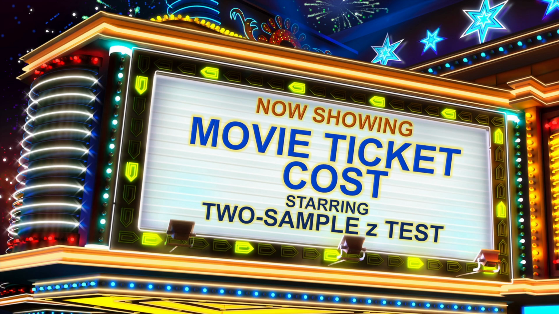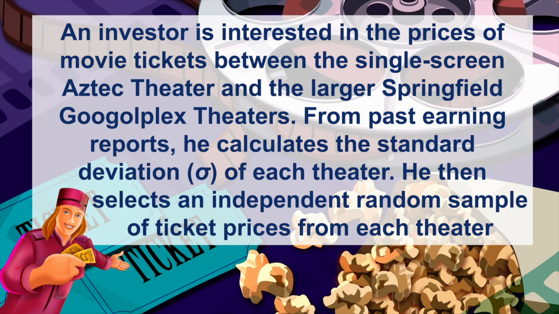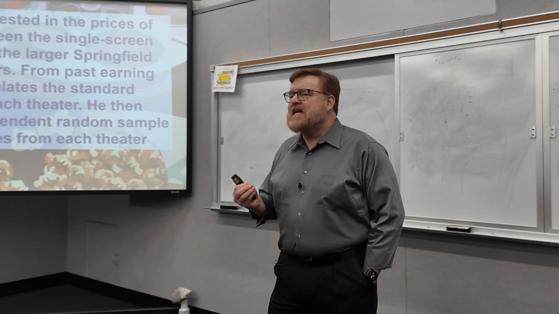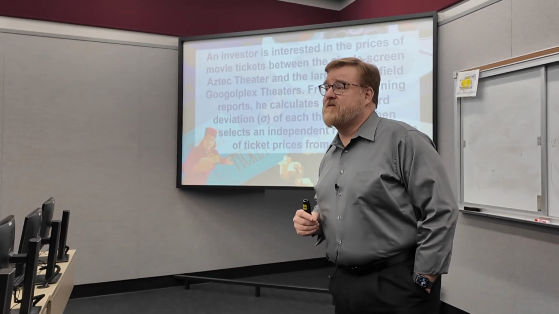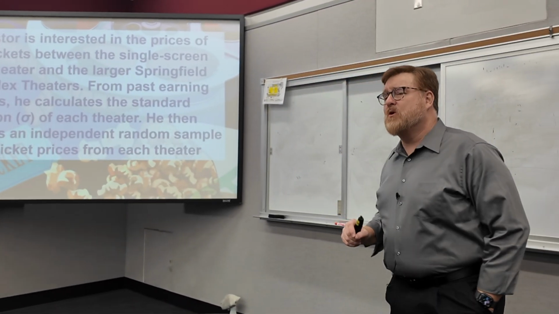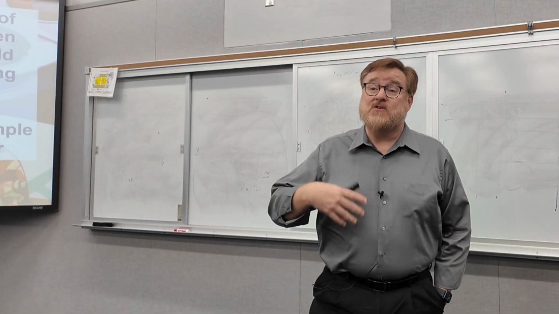And for this z-test, we're going to learn about movie ticket costs between two different movie theaters. And here is our setup. An investor is interested in the prices of movie tickets between the single-screen Aztec Theater and the larger Springfield Googleplex theaters. From past earning reports, he calculates the standard deviation for each theater. He then selects an independent random sample of ticket prices from each theater. So in this case, we know something about the population. We know the standard deviation, and we know that because of these past earning reports. Now we can do a z-test.